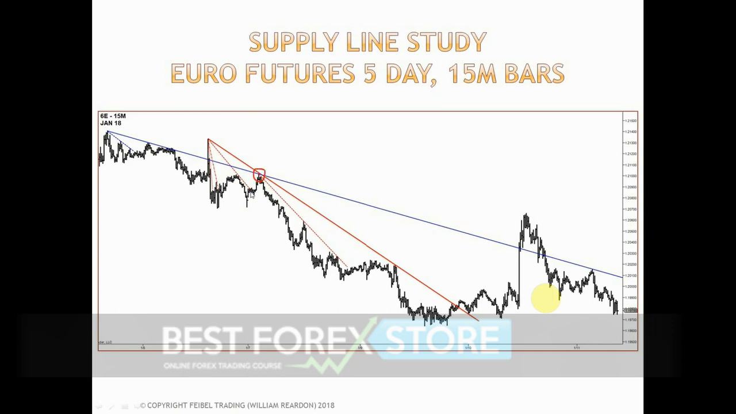Our level holds, our supply line holds, resistance holds. I mean, isn't this fascinating that this level holds? Although it's only a 15-minute time frame, how long has this been? A day, day and a half. 15, that's 4 bars an hour.